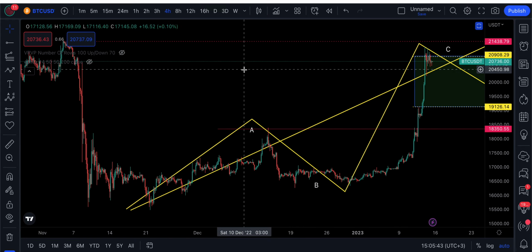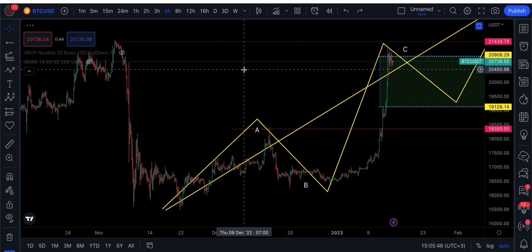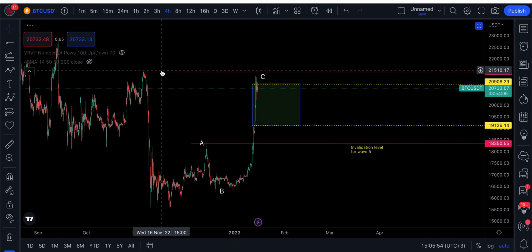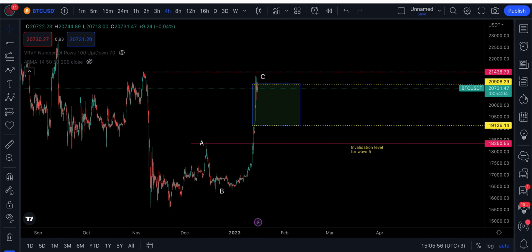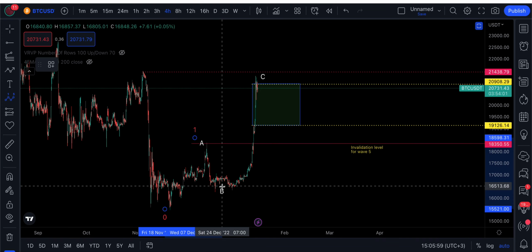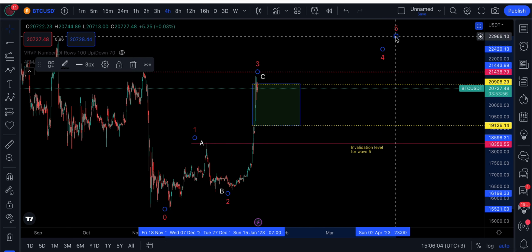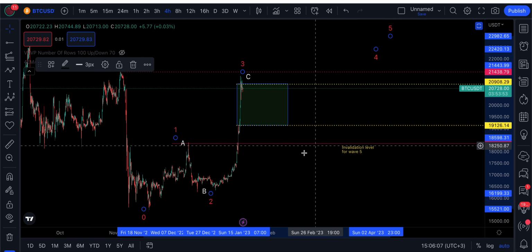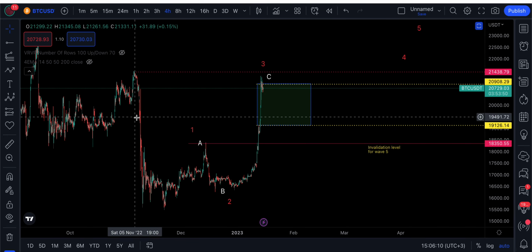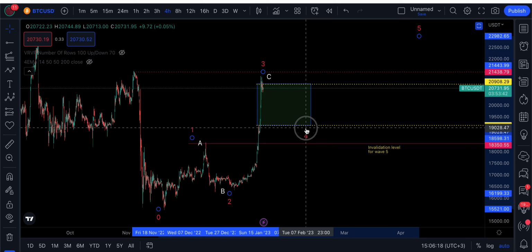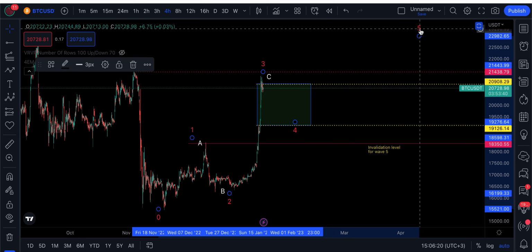Let me reset. Okay, and let's remove those yellow lines so that we don't get distracted. Okay, so I'm going to draw them so that we can have them. I'll put 4 and 5 because we don't know where 4 and 5 would be, if at all we get there. So wave 3 terminates at 1.618, which is where the price is right now. So we can expect a wave 4 and later a wave 5.